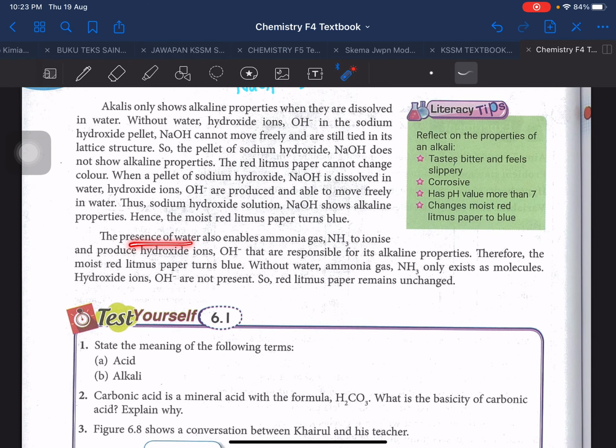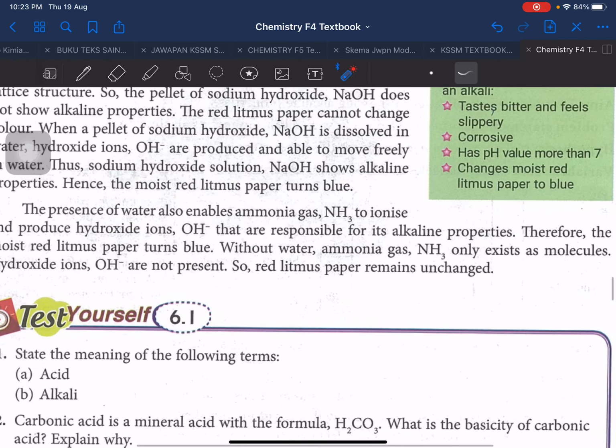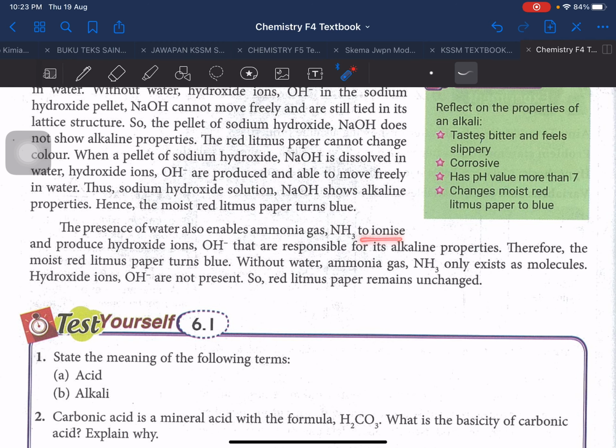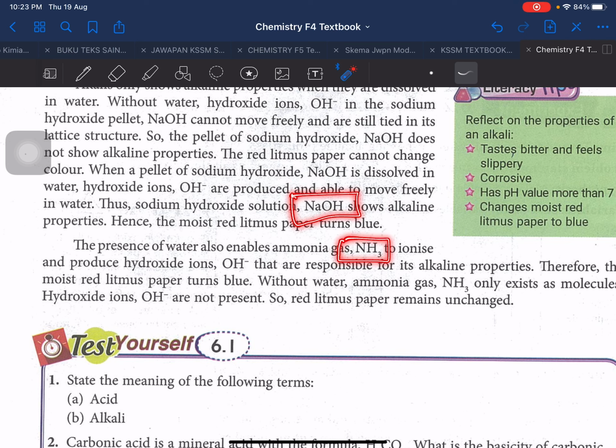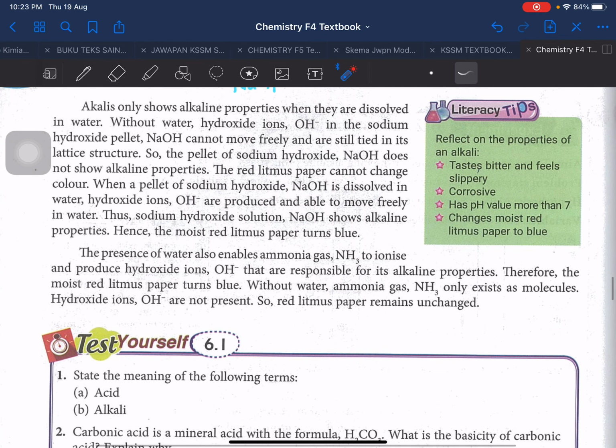So, the presence of water also enables ammonia gas to ionize and produce hydroxide ions. Ammonia can too. Okay, I told you in our last class, ammonia or alkali, there are strong and weak ones. Ammonia is a type of weak alkali and sodium hydroxide is a type of strong alkali. Now, therefore, the moist red litmus paper can also turn to blue for ammonia, if there is the presence of water.